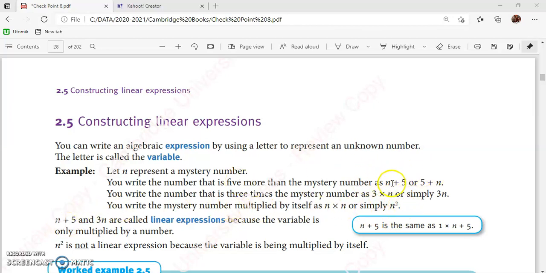n plus 5, the first one, and 3n, or 3 times n, are called linear expressions because the variable is only multiplied by a number, and the power of the variable is 1. How about n squared? This is not a linear expression because the variable is multiplied by itself, or the power of n is more than 1. It can be 2, 3, 4, 5. So for a linear expression, the power of n should be 1.